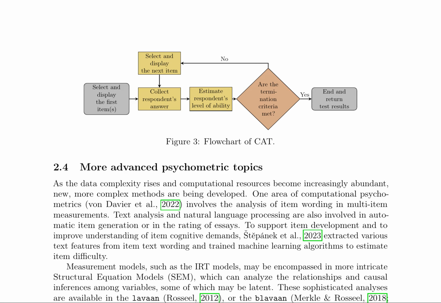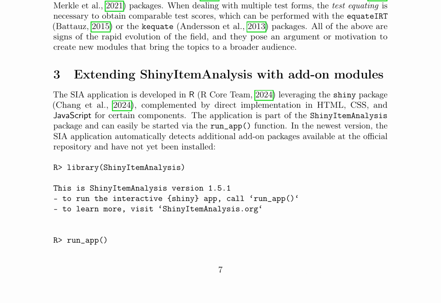and test equating. The paper also presents a flowchart illustrating the process of computerized adaptive testing, CAT, an important application of IRT models. CAT dynamically adjusts the difficulty of test items based on a respondent's performance, allowing for more precise measurement of their abilities. The authors emphasize the potential for ShinyItemAnalysis to be used in conjunction with CAT to streamline the testing process and improve the accuracy of test results.